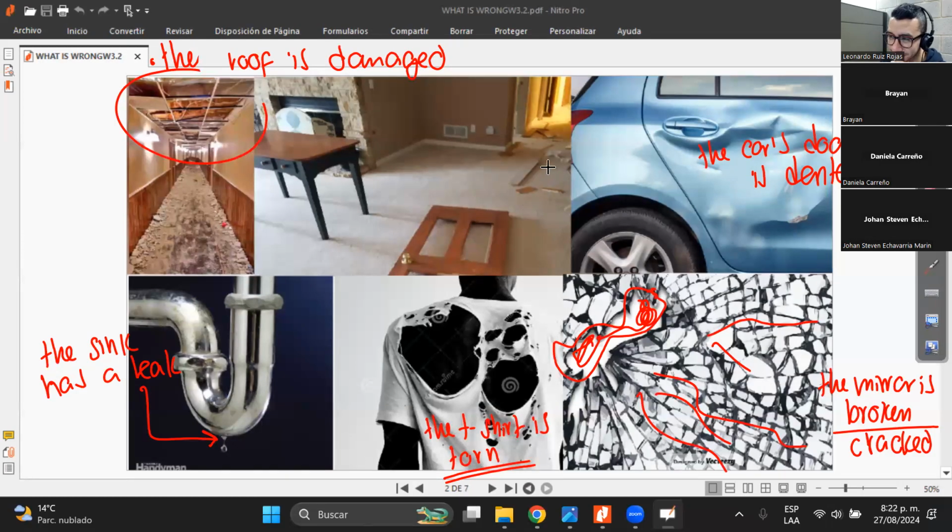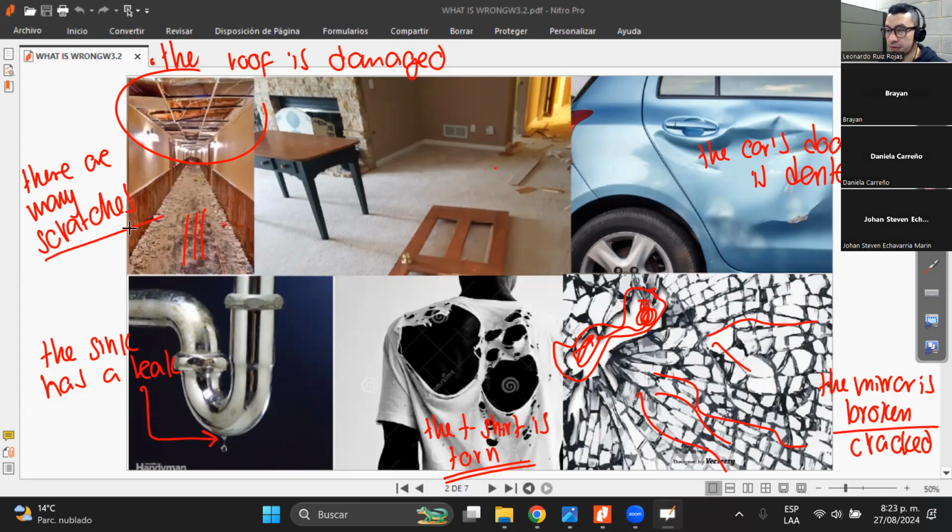What about this door? The door is broken. The door is broken, right? Totally, the door is broken. Ready? Also here, for example, the floor has a scratch, no? There are many scratches.